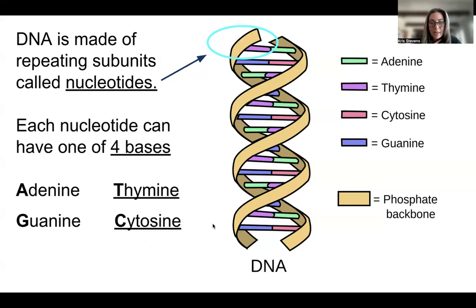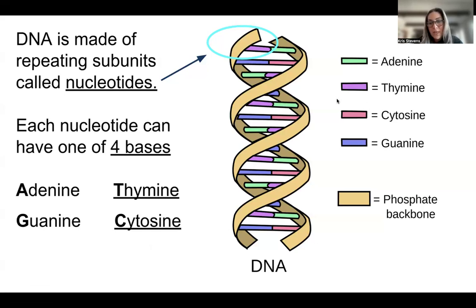Let's do a little cheer. I would say A, you would say T. I say G, you say C. I say C, you say G. So DNA is made of nucleotides. What's a nucleotide? A sugar, phosphate, and a base.